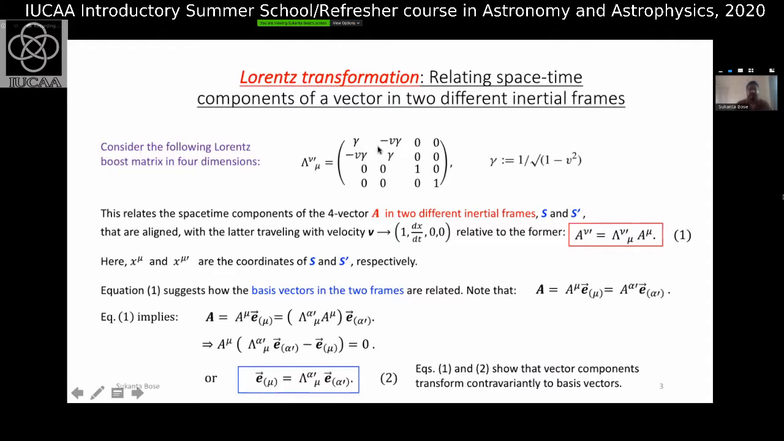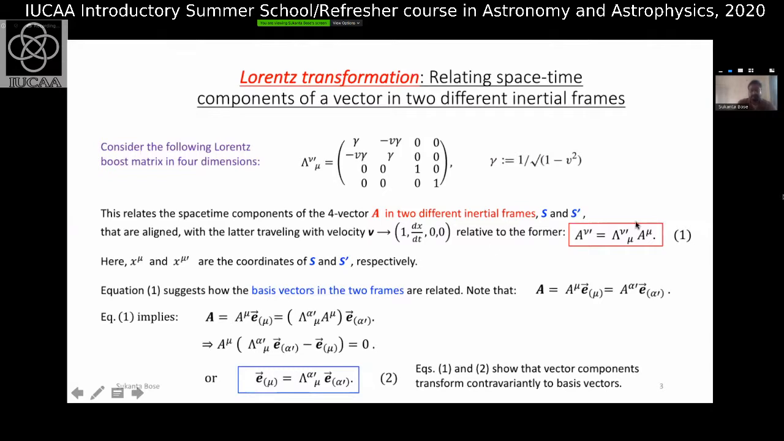Delta t prime will then be determined by delta x, the spatial separation between two events in frame S, and the relative velocity between the two frames, S prime and S, which is given by V. Similarly, the x separations will also get mixed. They will have contributions from the time separation of the two space-time events because of this lambda x 0 component, the lambda xt component.